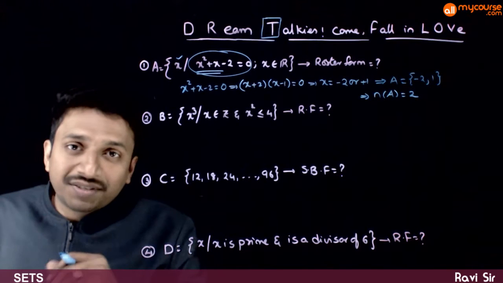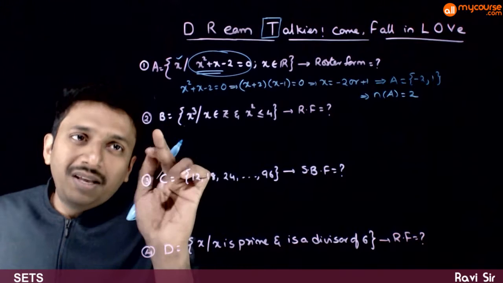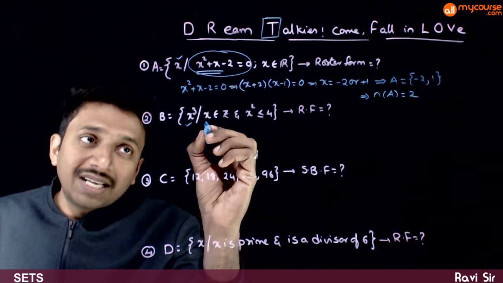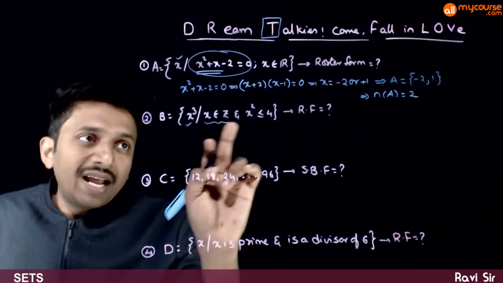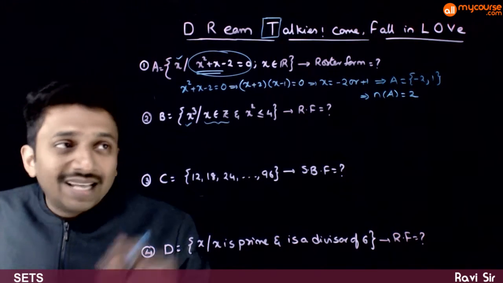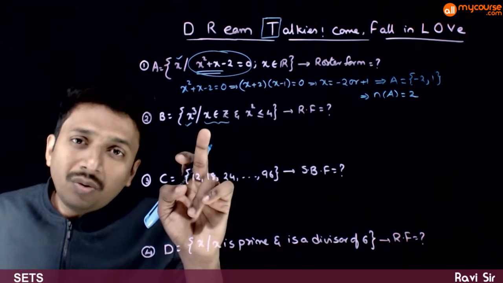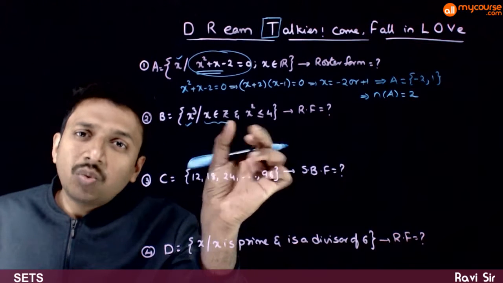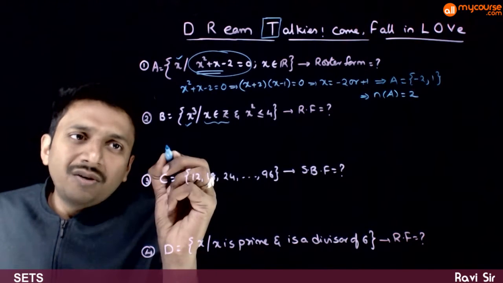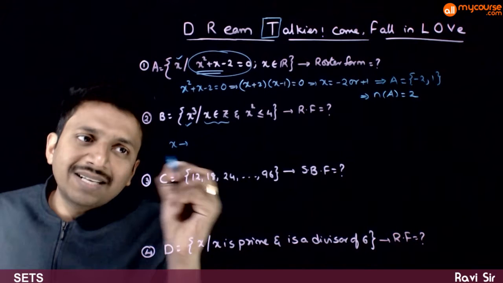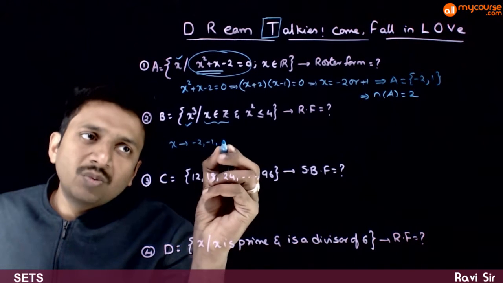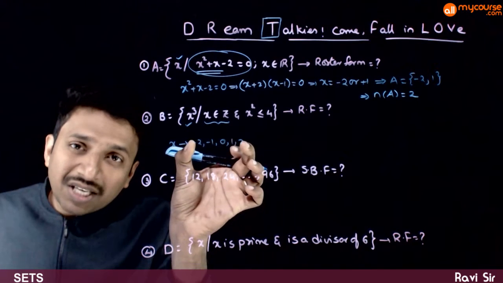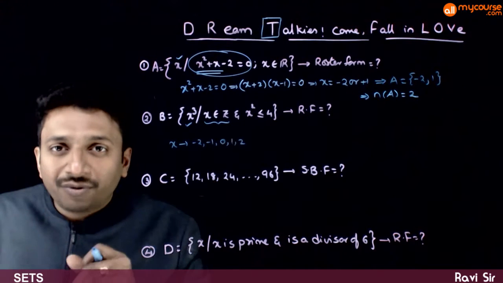Next, let us go to this question. What does this set mean? B contains elements of the form x cube such that x is an integer and x square is less than or equal to 4. You know what integers are. So what are the integers such that their square is less than or equal to 4? If their square has to be less than or equal to 4, x can be either minus 2, minus 1, 0, 1 or 2, right?